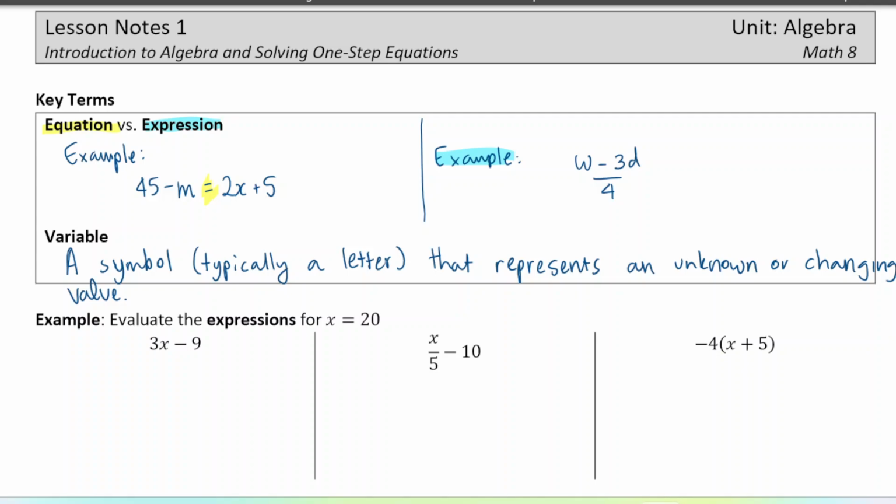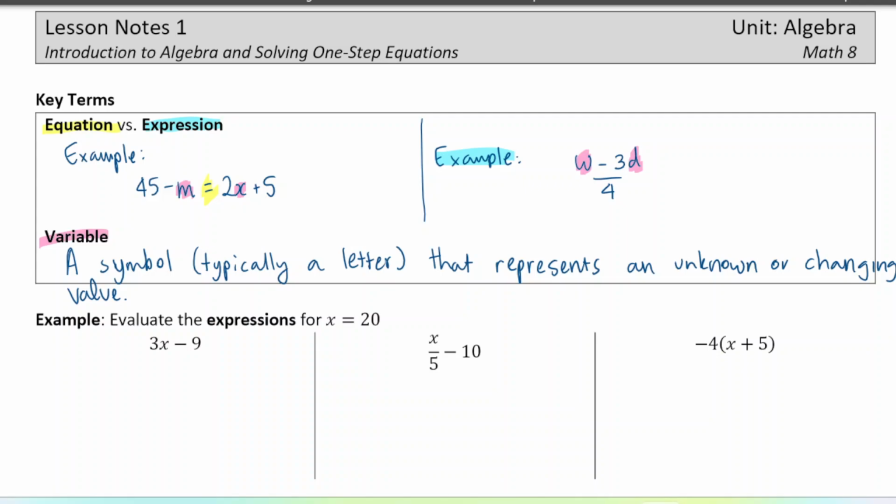So in the two examples that we had up here, the variables would be m and x in the first equation, and then in the expression w and d. You won't always have two variables, sometimes just one or sometimes more than two. It depends on the situation.